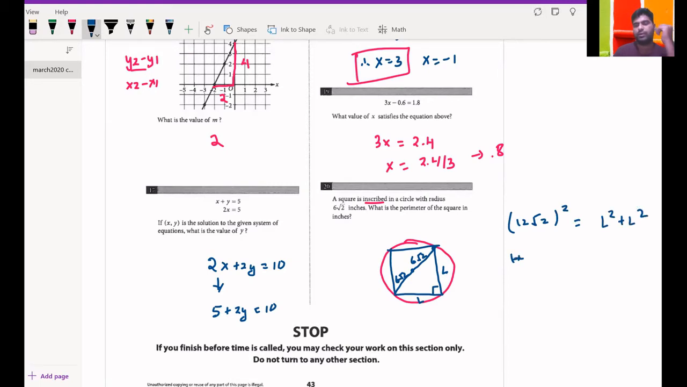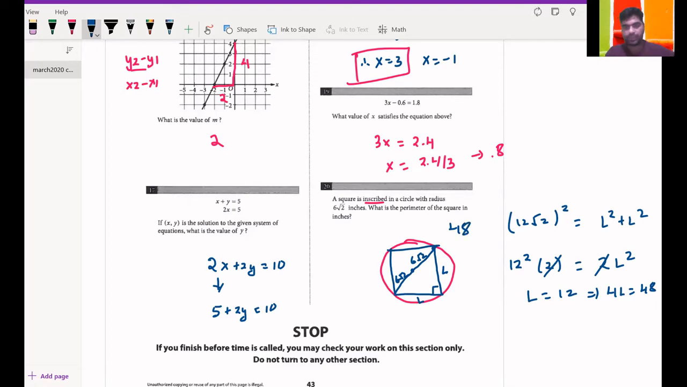I don't need to do 144 because I know I have to take the square root of it. So 12 squared, root 2 squared is times 2. L squared plus L squared is 2L squared, cancel 2, L squared is 12 squared, therefore L is 12. The perimeter, which is 4L, is 48. So the answer here is 48.